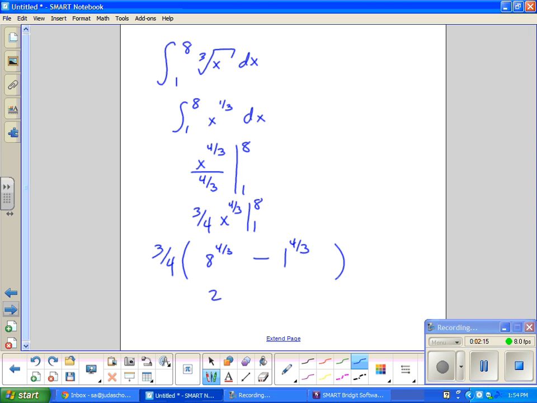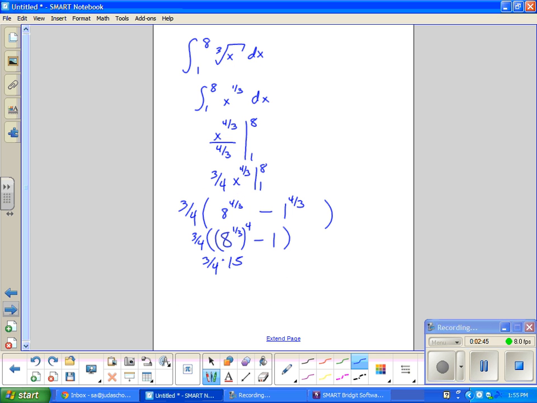And in my head, I picture this: 8 to the 1/3 is 2, and 2 to the 4th is 16. So I get 16 minus 1, which is 15 on the inside, still times the 3/4 on the outside. So I get an answer of 45/4. Now this is a case where I'm not going to be able to figure out the exact area like the other problem.